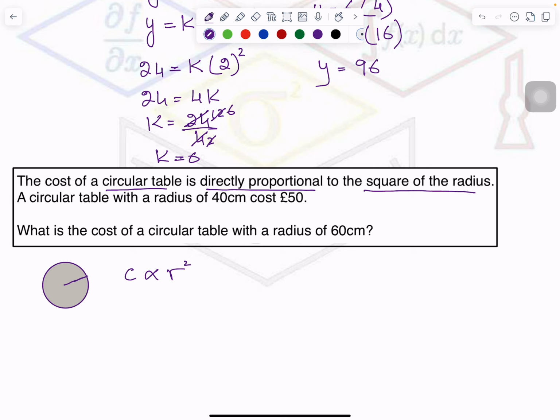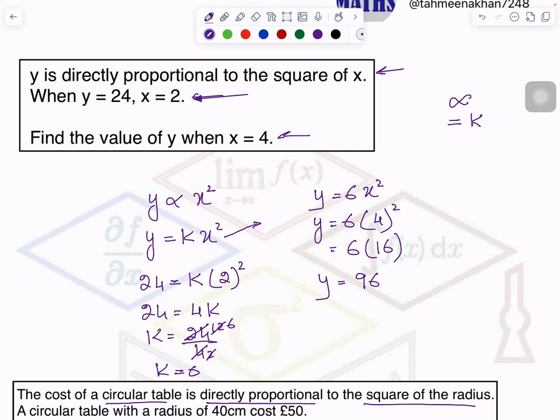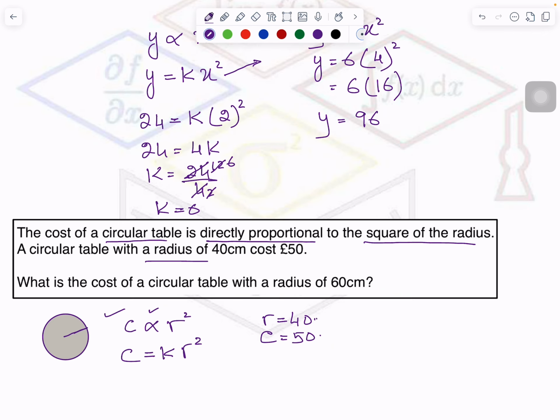A circular table with a radius of 40. Now the question is telling you here, if the radius is 40, then the cost is 50. So first of all, let's change this proportionality notation into an equation. When you remove the proportionality symbol, you write equals k. Now these values you will plug in to get k. In the previous question, it was given to you straight away. Here it is given in the form of a word problem.